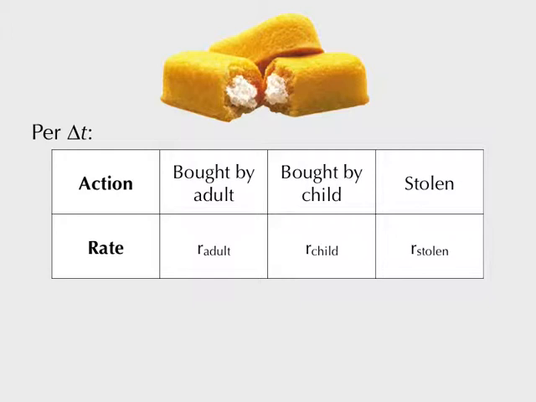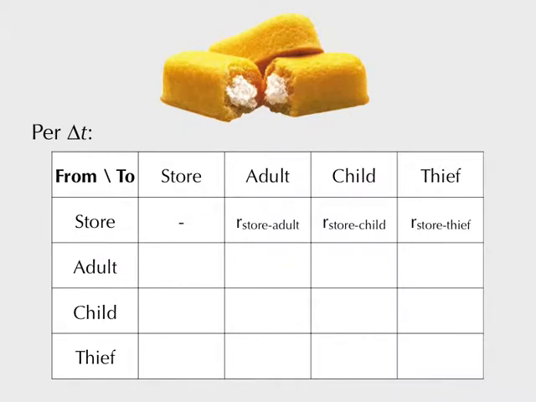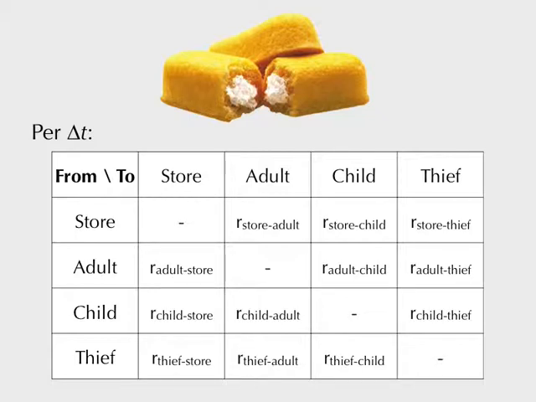Okay, we still good? Make sense? Well, Twinkies don't only exist in stores. They can go to other places too. So let's make a more complex matrix of where they can go. Now I can go from the store to an adult, or from the adult to a child, child to adult, thief to child, so all these different rates, and we can fill these in as well. And then the probability of staying is 1 minus these different ones, 1 minus this one. Okay?